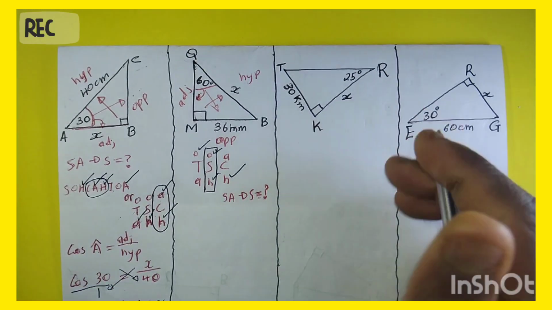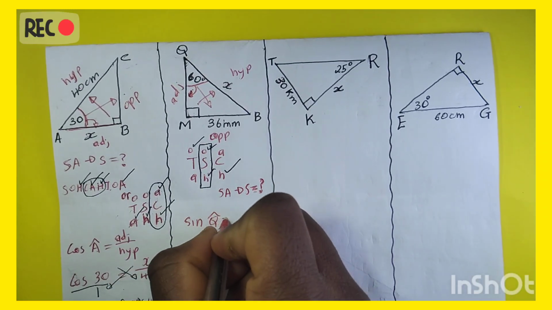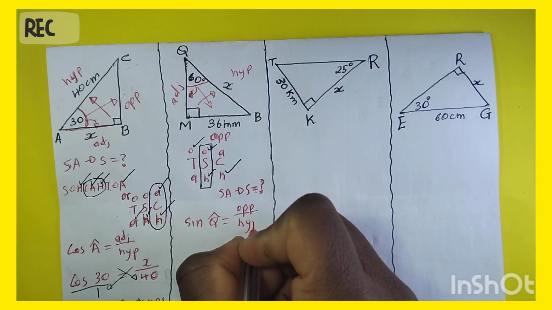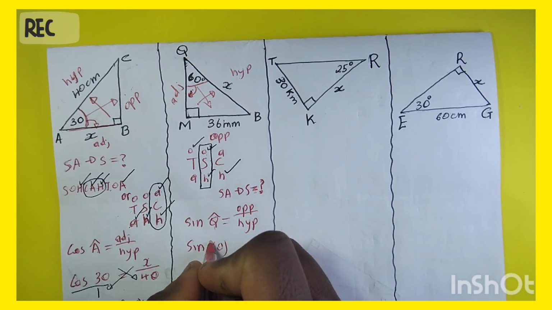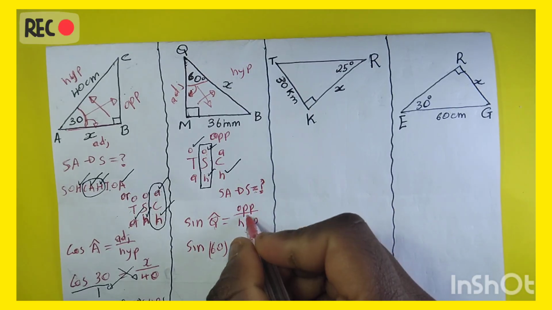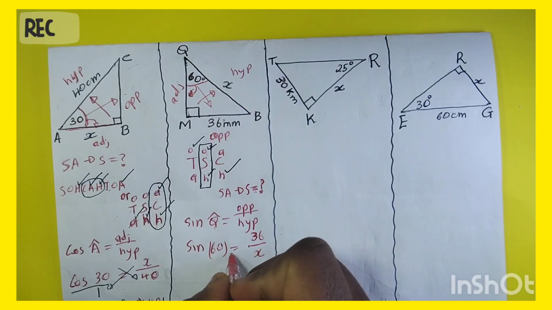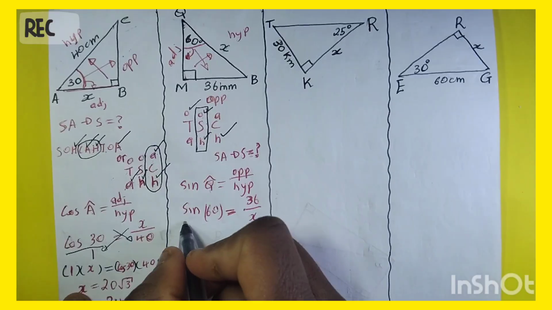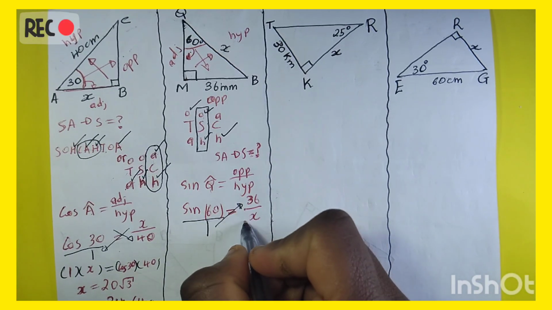So now I can just apply sine. I was focusing on angle Q. My equation is opposite over hypotenuse. Now you can just substitute: our angle is 60 degrees, our opposite is 36, and our hypotenuse is x. Do you see? So now I can put an invisible one here, so that I can cross multiply. This will go there, this will go there.